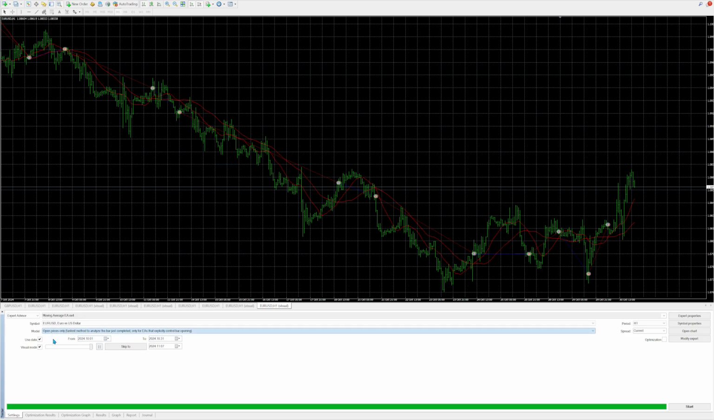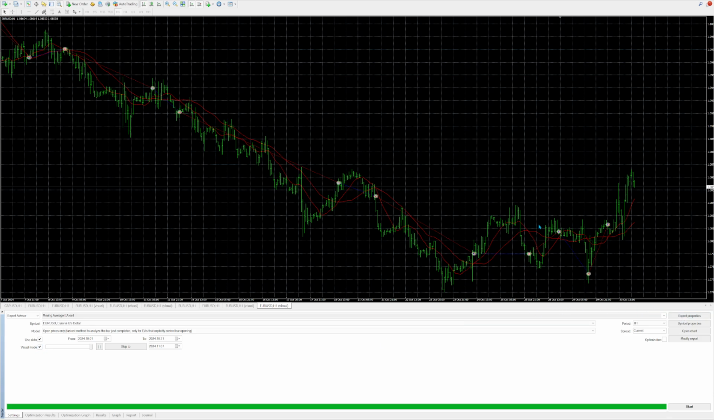For the testing model, we can use open prices, and that's because the EA calculates the moving averages based on open prices. Okay, so we can do initial testing with open prices just because it's quicker, but then when it comes down to the nitty gritty, you might want to switch over to every tick just because the intrabar prices can have an impact when it comes to stop loss, take profit. Okay. For the date, I'm just gonna do the previous month for this video. And we're gonna have visual mode checked so I can show you how it trades.